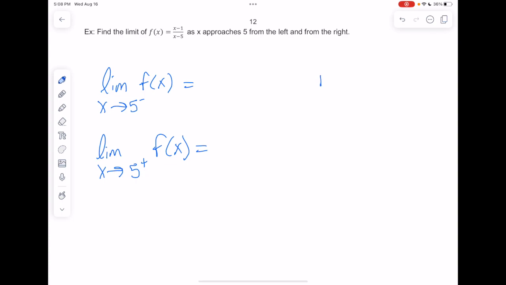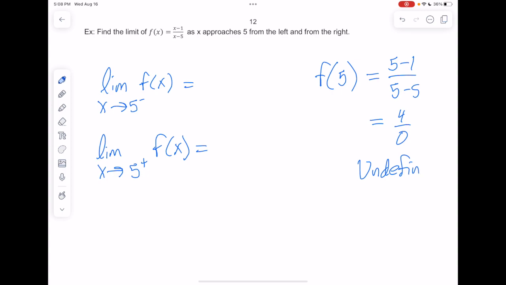So suppose I take that 5 and I just plug it into the function. So I would get 5 minus 1 over 5 minus 5. In the numerator, I get 4. In the denominator, I get 0, and that's undefined. When you attempt direct substitution and the top is a constant that's not 0, and the bottom is 0, that always tells you that the function has a vertical asymptote there.